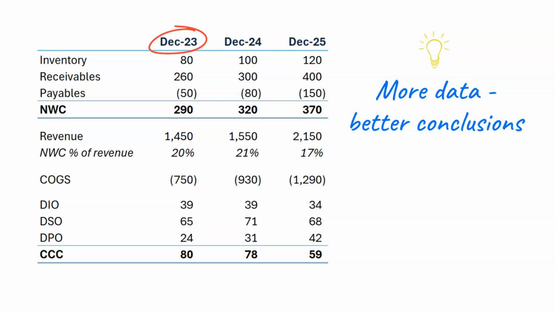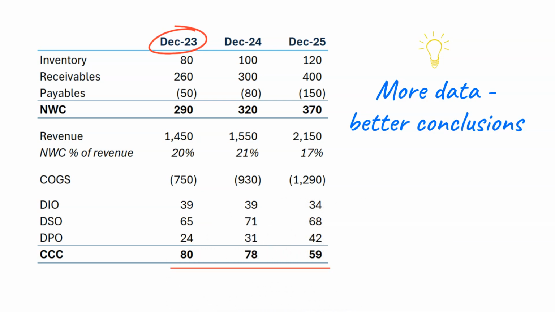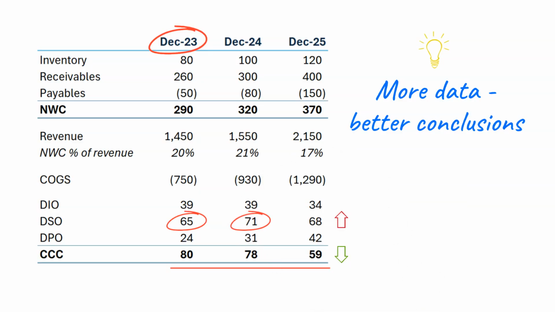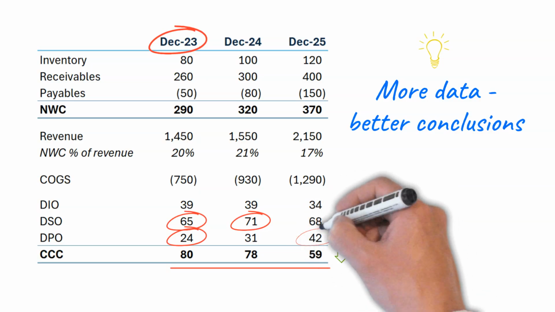arrive at. Now we see that the declining trend in cash conversion cycle was evident in all 3 years. However, here you can also spot that management of receivables became less efficient. DSOs went up from 65 in December 2023 to 71 days in December 2024, and they were still higher at 68 days in December 2025. This was offset by the significant increase in DPOs.